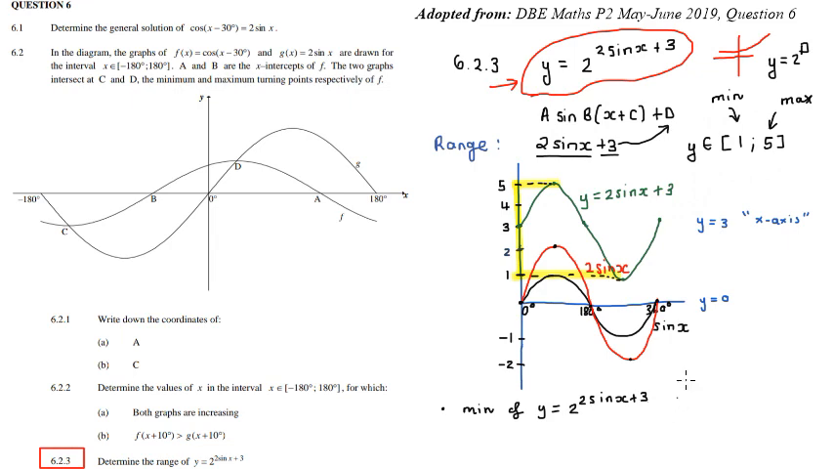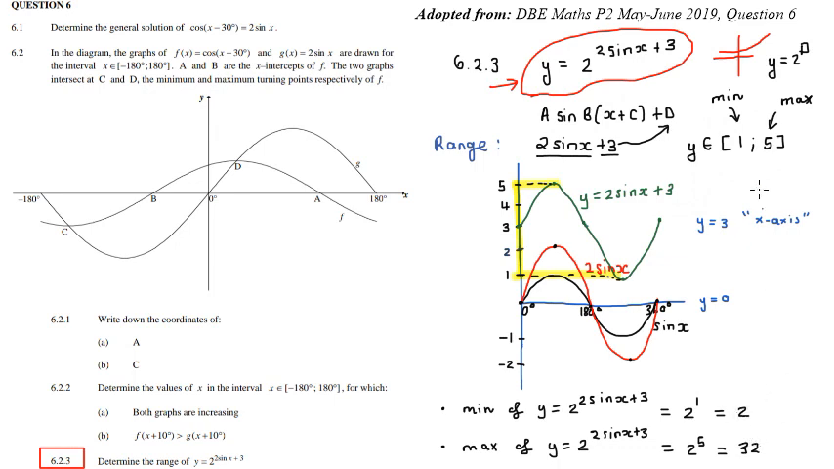Well, that is going to happen when we actually have a minimum input. So that's going to be 2 to the exponent of 1, which is equals to 2. And then what is going to be the maximum y value of y is equals to 2 to the exponent 2 sine x plus 3? That will happen when the input is a maximum. It's going to be a maximum of 5, and this is 32.